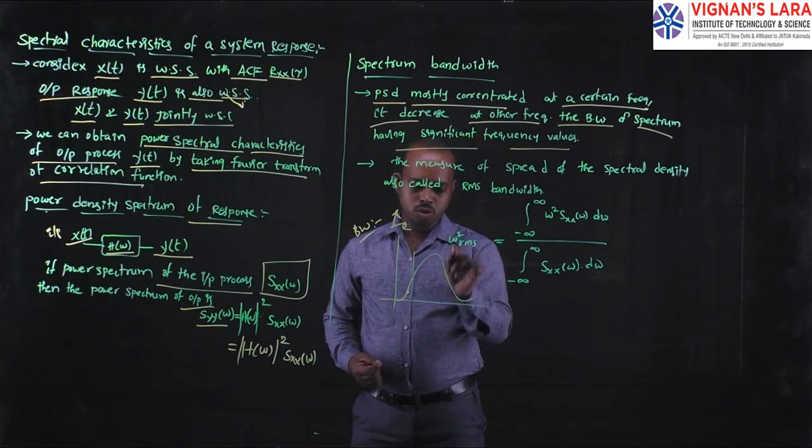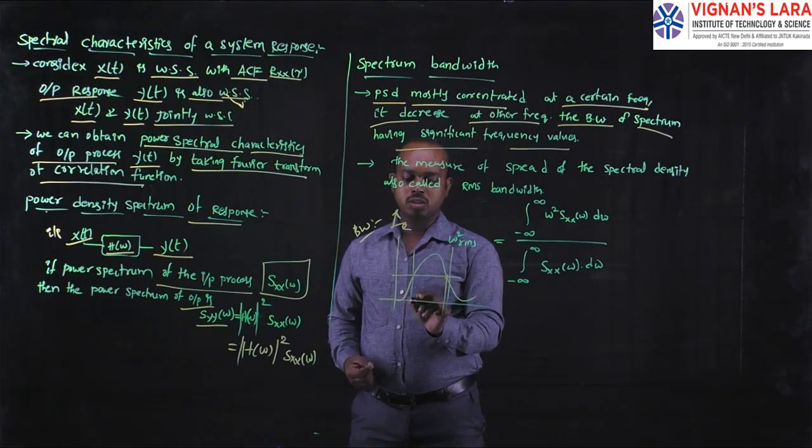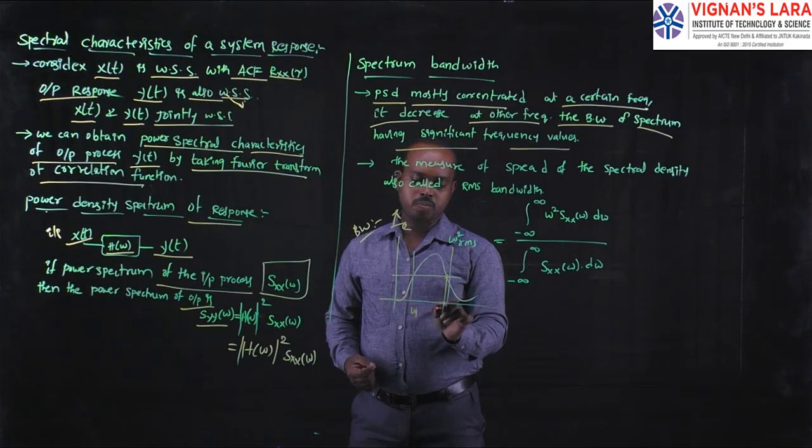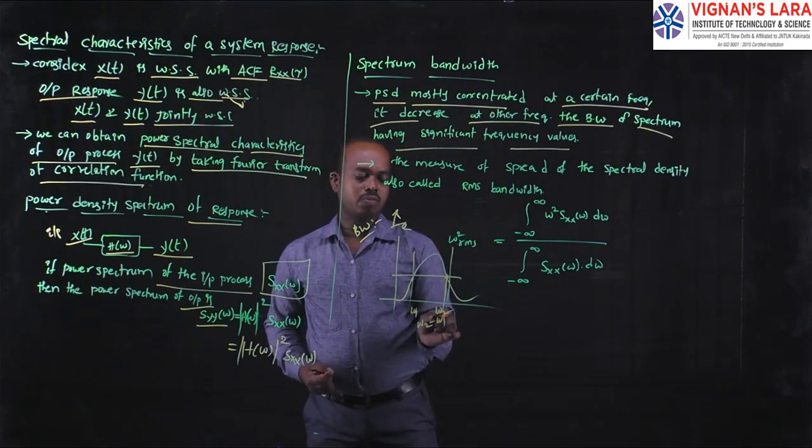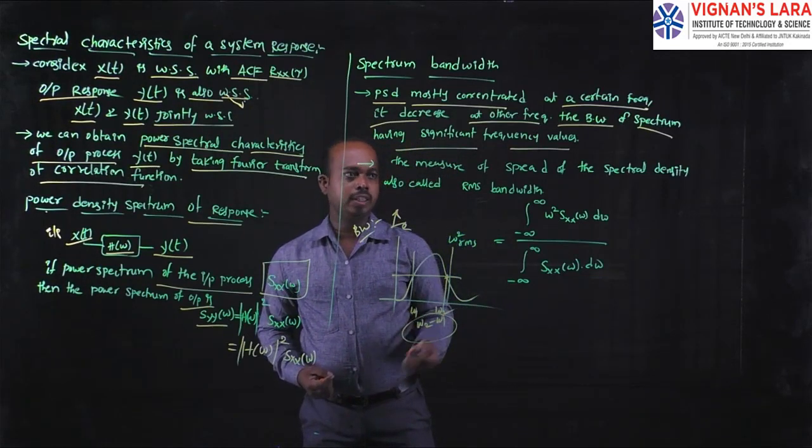In the spectrum, I have to take the 3dB line where the line cuts the graph. We can take the lines, and in between those, I have to give the values omega 1 and omega 2. The bandwidth is omega 2 minus omega 1. This is the formula I have to choose to find the bandwidth.